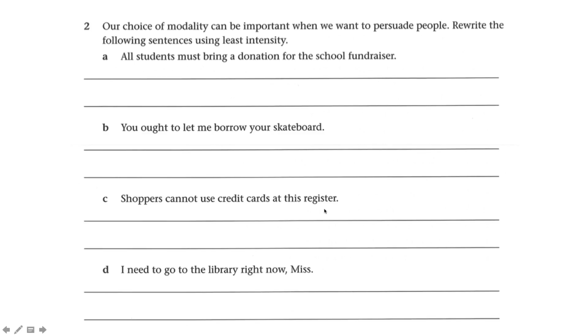Well, that wraps it up for Unit 8. I hope that helped out a little. It's a pretty simple skill, looking for the modal verbs, and you should be able to see the differences between the degrees of certainty. Hope that helps a little bit. I'll catch you for the next tutorial.